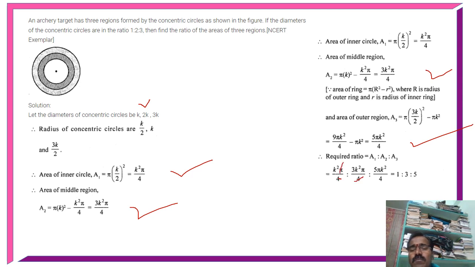Cancel. After simplification, k square can also be cancelled. If all these three are common, they will cancel. So the 4 also gets cancelled. 1:3:5 is the ratio of their areas. Let us go with the next slide.